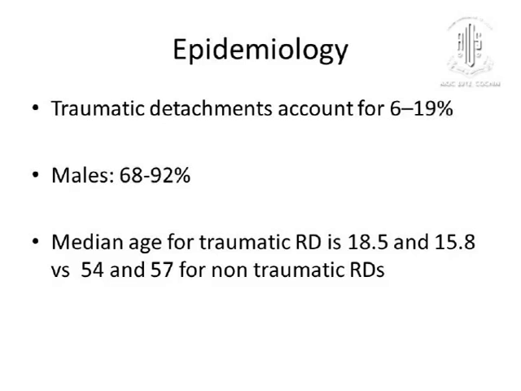Traumatic detachments constitute around 6 to 19% of the cases of total rhegmatogenous detachments, are generally common in males, and the median age is very low. It is generally seen in a younger population as compared to non-traumatic RDs.